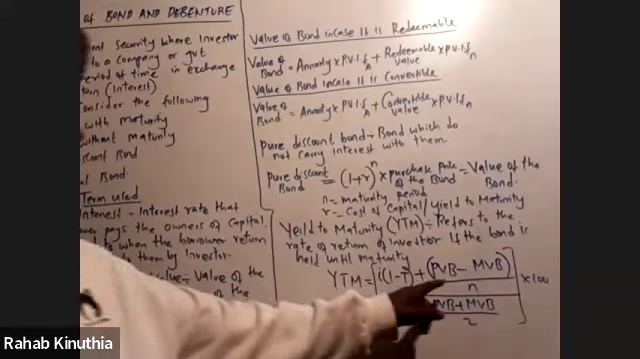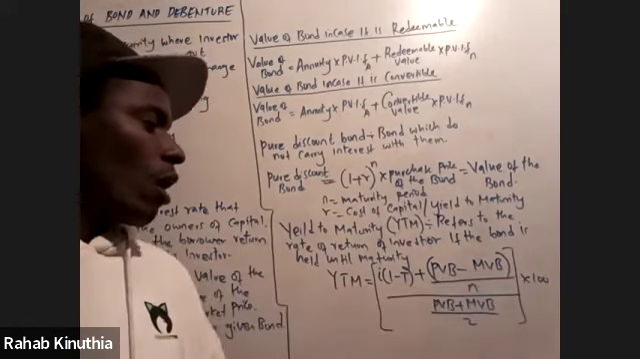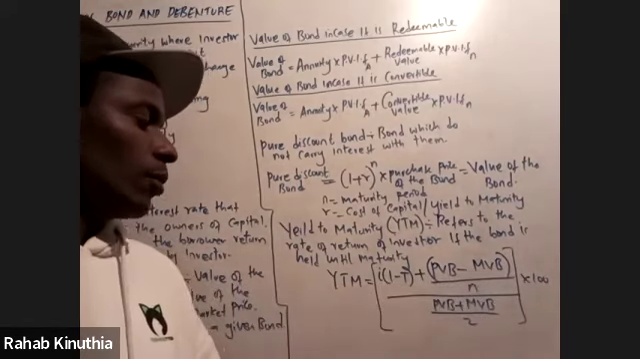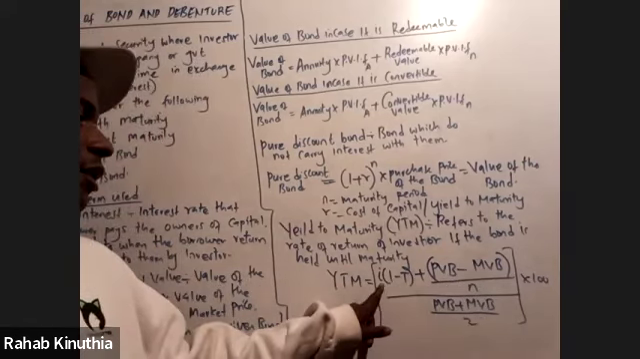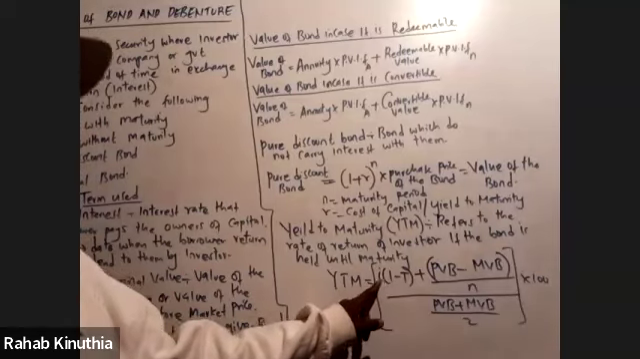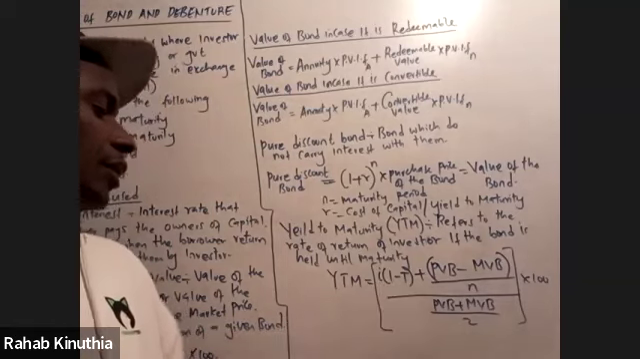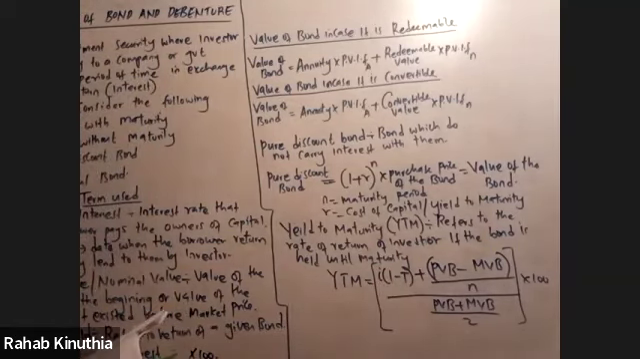So PVB is par value of the bond, MVB is market value of the bond, N is maturity period, I is interest rate in value and not percentage, T is the tax rate. YTM, yield to maturity.